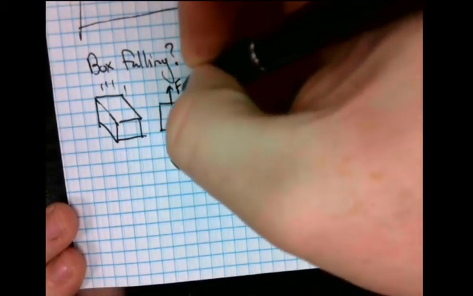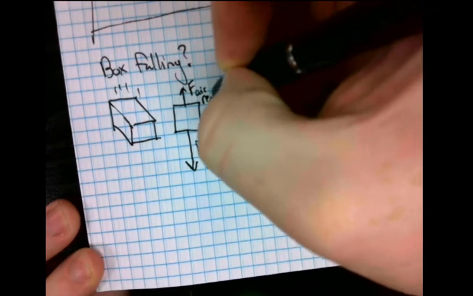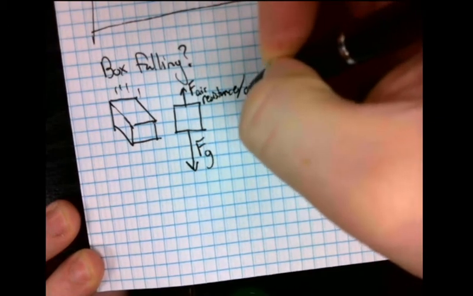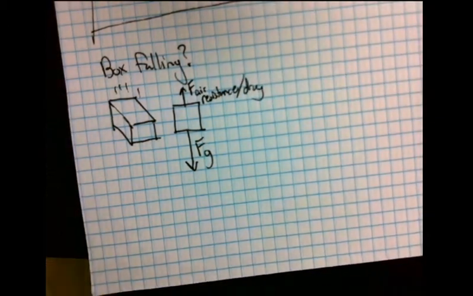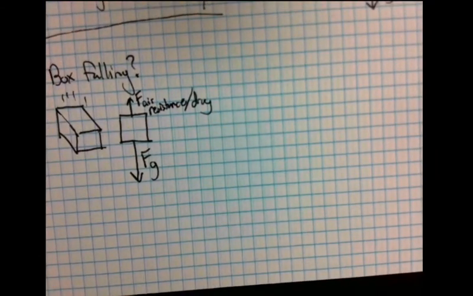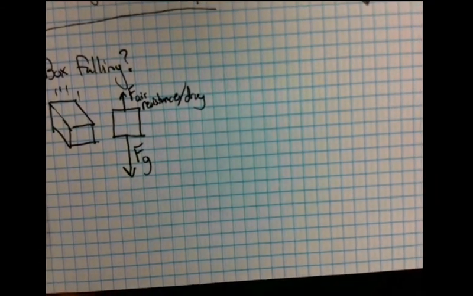If there was air resistance, we would say the air resistance is going this direction, so it's air resistance or drag. But in most of the problems we're going to do, we're going to be ignoring that, so you don't really need to worry about the air resistance or drag.